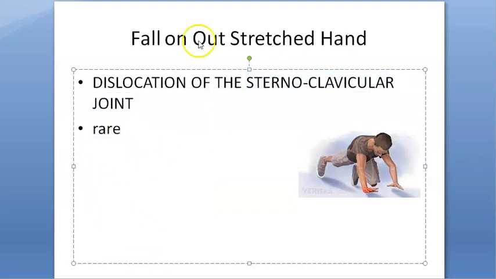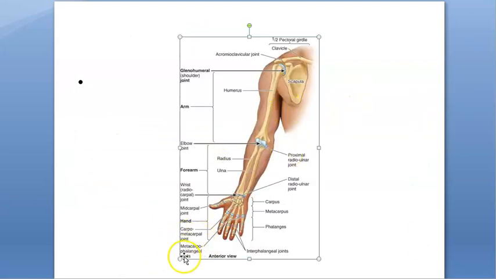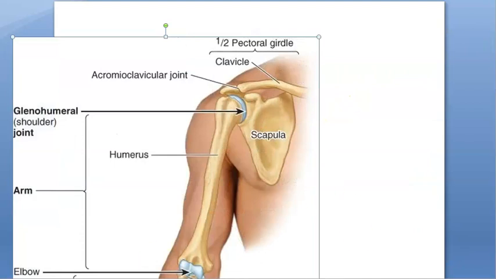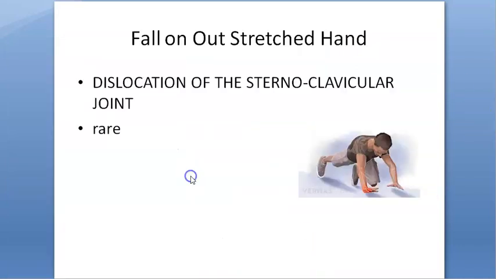So where is the clavicle? Let's go back to that image here. So where is the clavicle? Here you have the clavicle, and here you have the sternum. So at the sternoclavicular joint also, there can be dislocation. Dislocation can be there. So what else can happen on an outstretched hand?